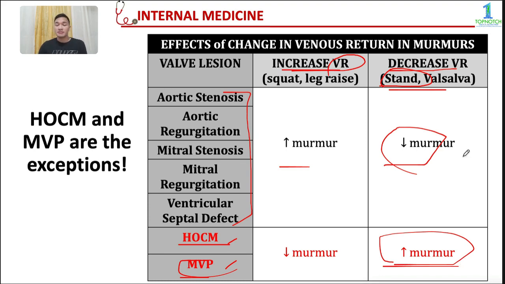So the reason why venous return decreases if you stand is that when you stand, blood pools in the extremities. And if you do Valsalva, there's an increase in positive intrathoracic pressure, so the venous blood can't return from the IVC and the SVC. When they can't return to the heart, there's a decrease in venous return, and that increases the murmur of HOCM and MVP.